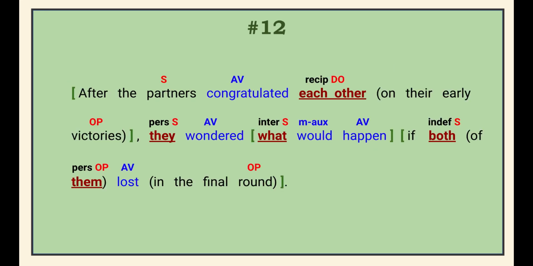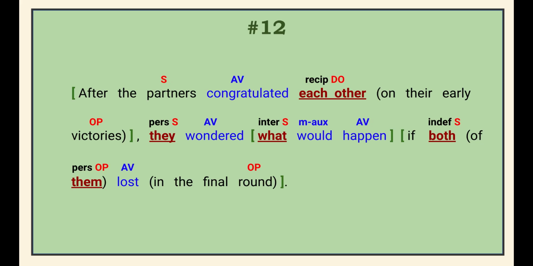Number 12. After the partners congratulated each other on their early victories, they wondered what would happen if both of them lost in the final round. Our verbs are congratulated, wondered, would happen, and lost. All action verbs except for our modal auxiliary would.